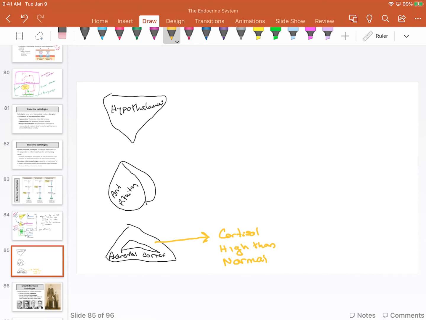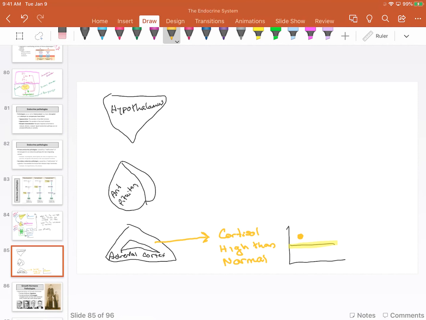The doctor runs some blood tests, and sure enough, if we're going to compare it to a chart, we would have my set point. Maybe this is normal right here, and maybe this is my normal range right here, and maybe my cortisol level is, we're going to say, right there, higher than normal.